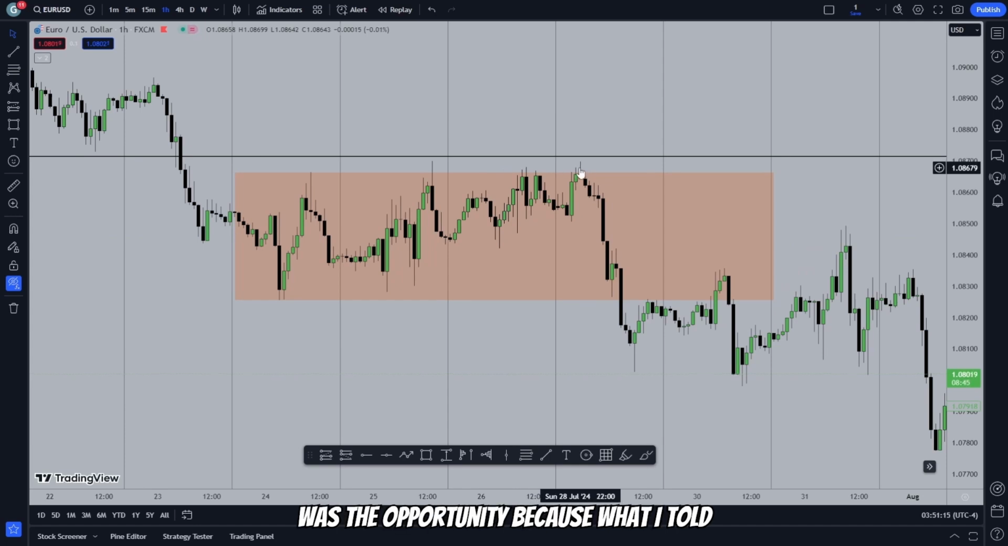This was the opportunity, because as I told you, we will not look for buys. Why? Because on the weekly time frame price is going down. If on the weekly time frame price is going down, why would you take buys? So you will look for the buy side liquidity raid. Over here the buy side liquidity has been taken like this.